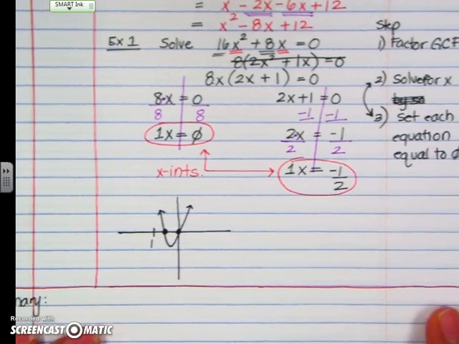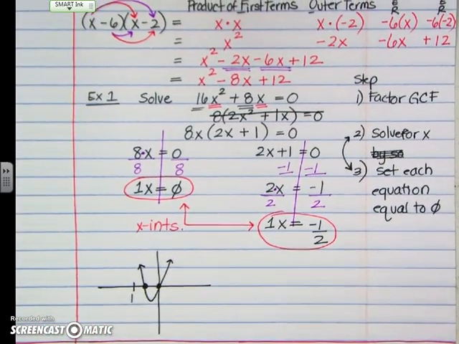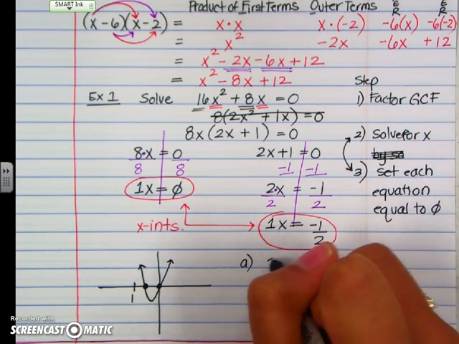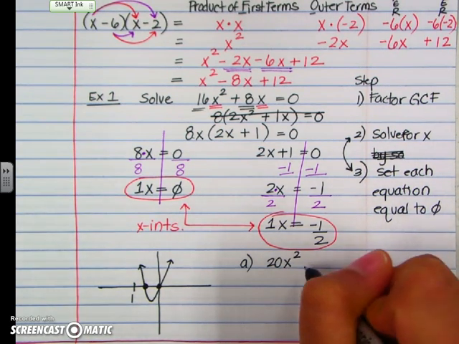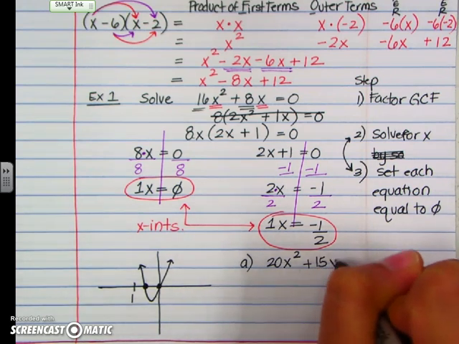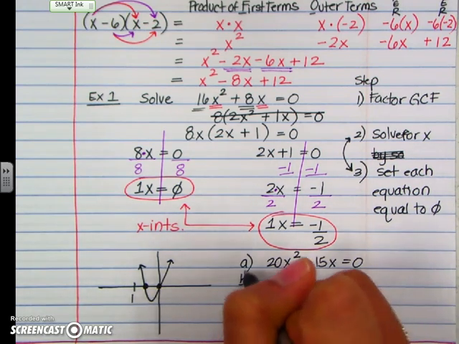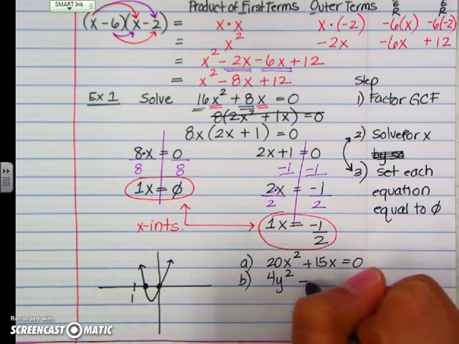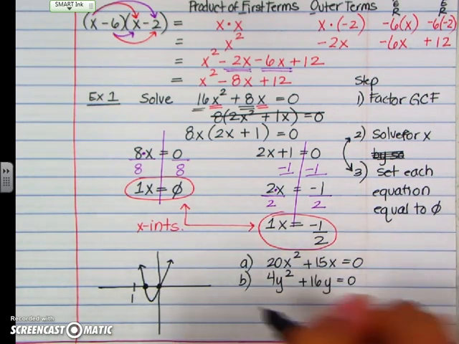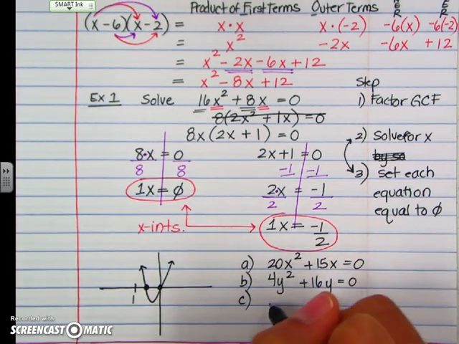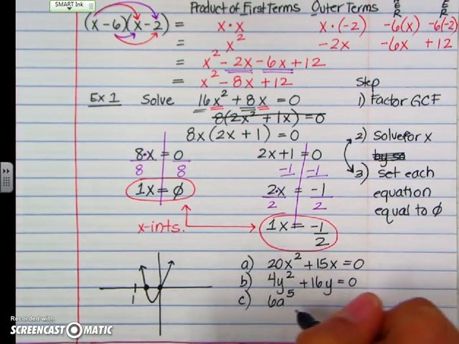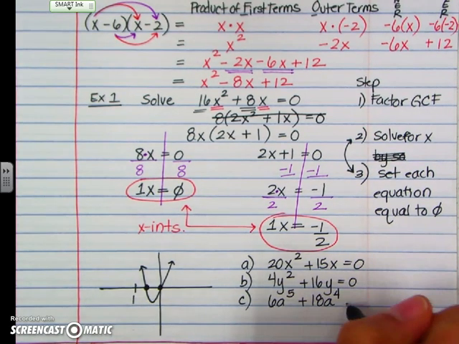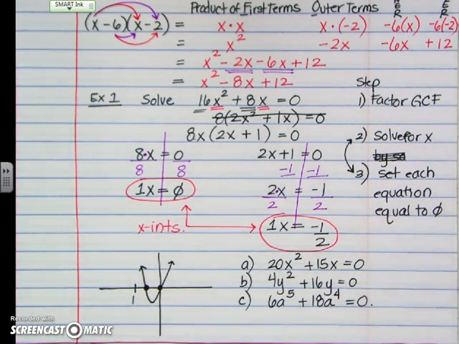Okay, so using these notes and these steps tomorrow in class, you can try them now if you like. We're going to solve 20x squared plus 15x equals 0. We're going to do 4y squared plus 16y is equal to 0. And C, 6a to the power of 5 plus 18a to the power of 4 is equal to 0.